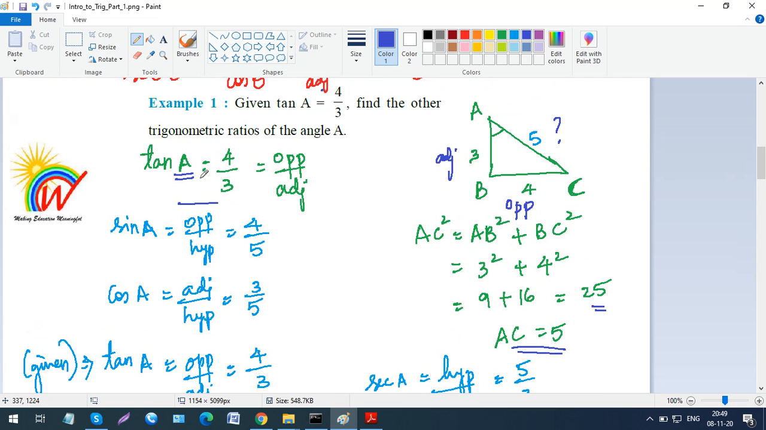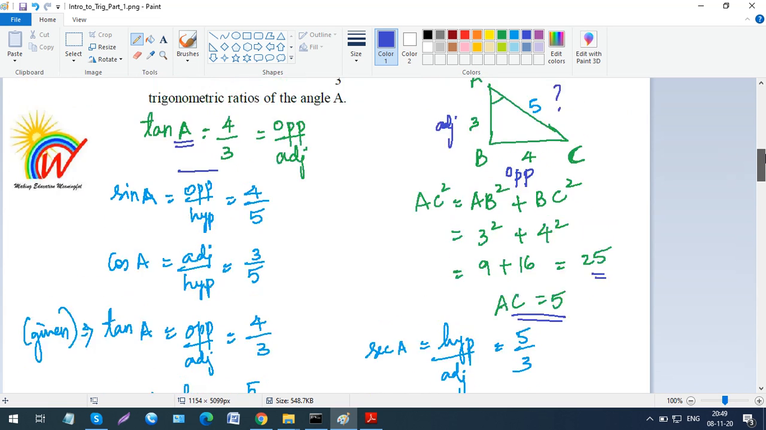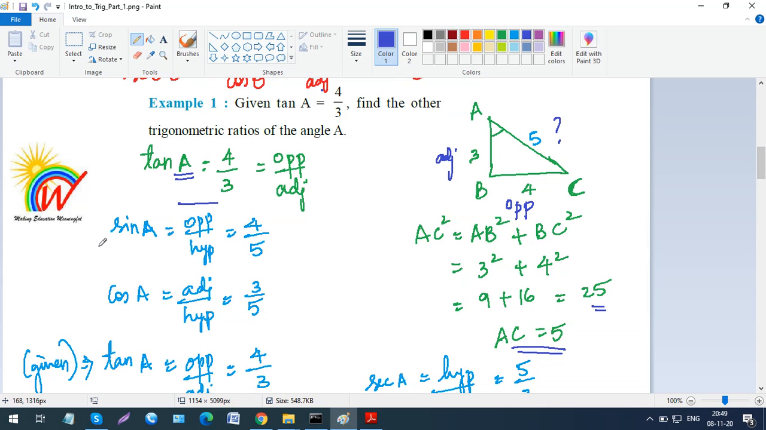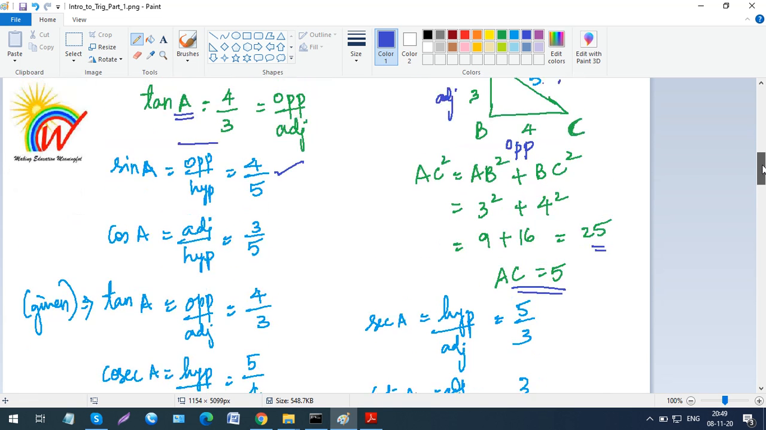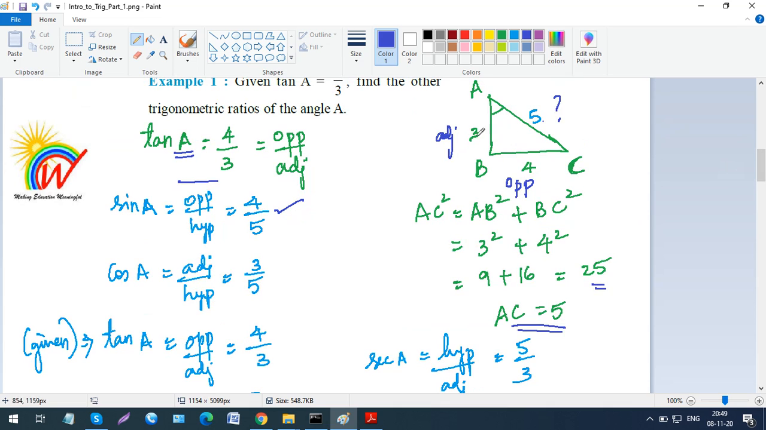Now we have to find all the other trigonometric ratios. Only tan is given to us, so we have to find the other 5. Sine is opposite over hypotenuse. For A, opposite is 4, hypotenuse is 5, so 4 over 5. Cos is adjacent over hypotenuse. What is adjacent for A? It's 3, and hypotenuse is 5, so 3 over 5. Tan is anyway given, 4 over 3.